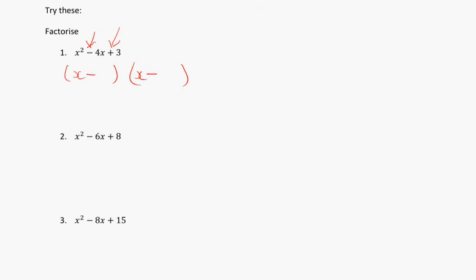What two numbers multiply to give 3? And because 3 is a prime number, we only have one choice, 3 and 1. And do they add to 4? Yes. And so we put those in the brackets. Double check. X squared, minus x, minus 3x. Does that give me minus 4x? Yes. So that's correct.